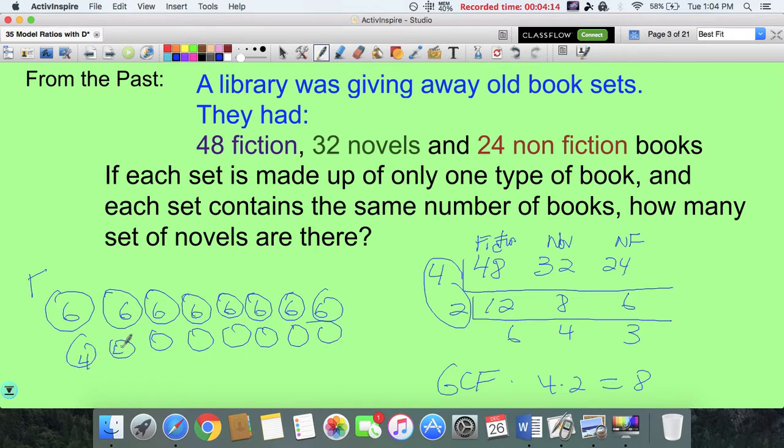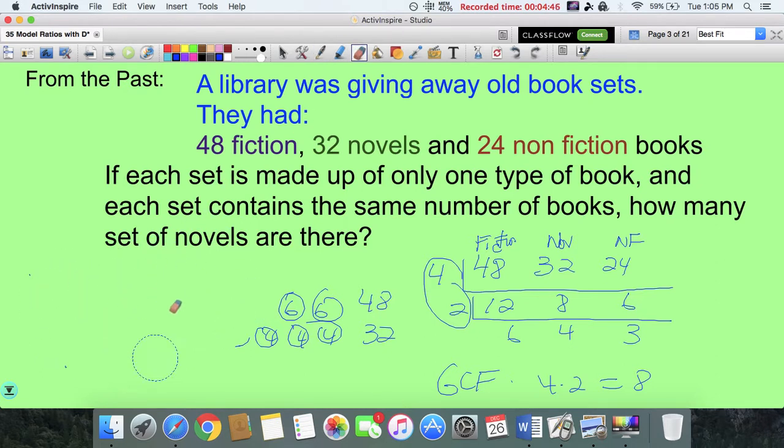But you'll notice that I'm going to have to put 4 books. So this gives me a total of 32, which is what I had. This gives me a total of 48, which is what I had. Notice that there's a couple of things wrong. First of all, here you have 6 fiction books in each, and here you have 4 novels in each. So right away, the numbers are different. I can't use this. That's not my answer, because every set has to have the same number of books. So we're interpreting this answer incorrectly right now.